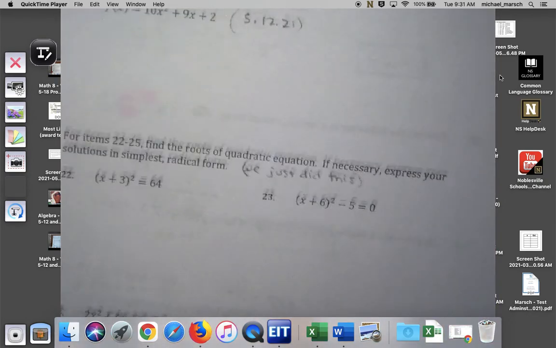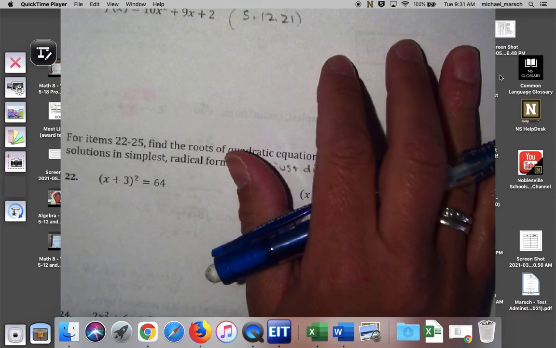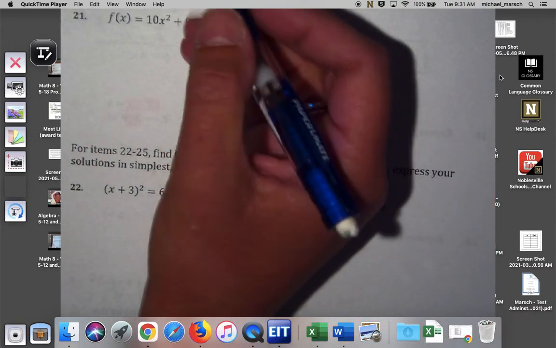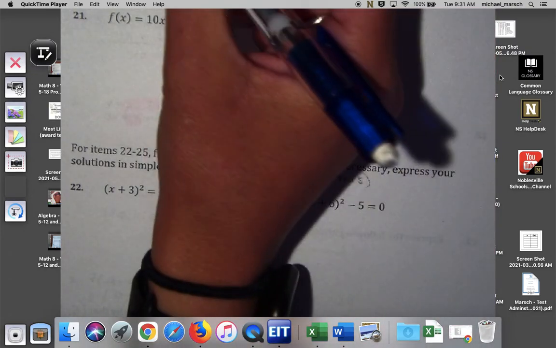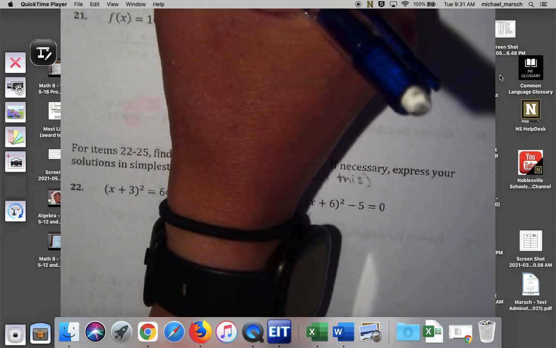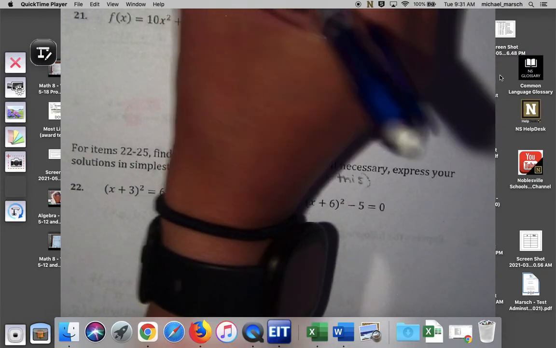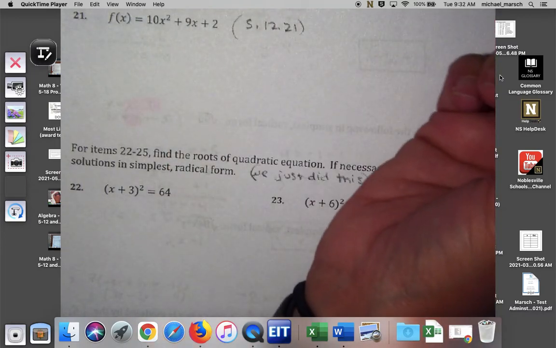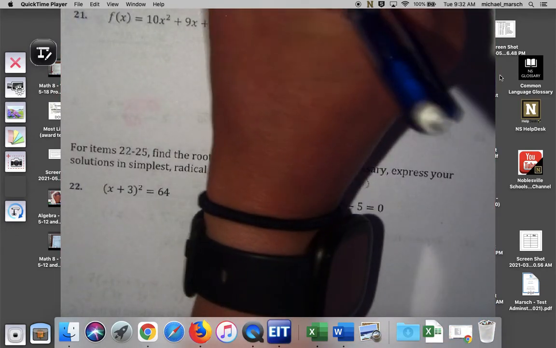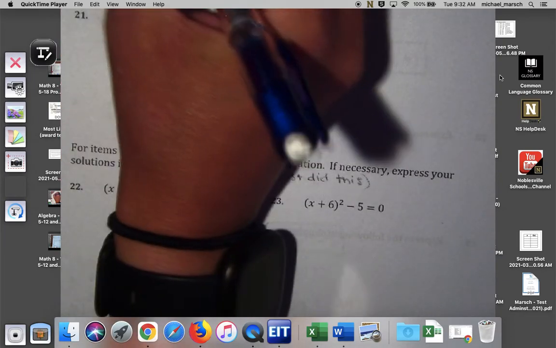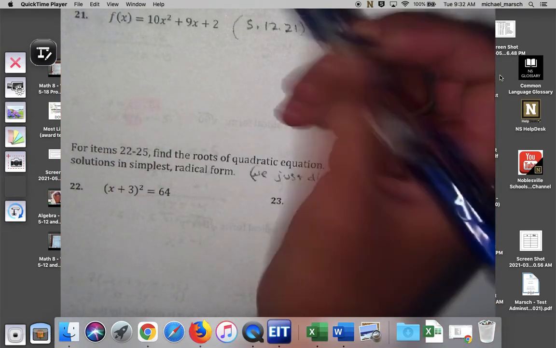All right. Number 19, here we go. We're going to have to use the AC method here because we have a number in front of X. So I'm going to do 25 times negative 9, which gives me negative 225. So what times what equals negative 225? What plus what equals 0? Right? Because we don't have that middle term.